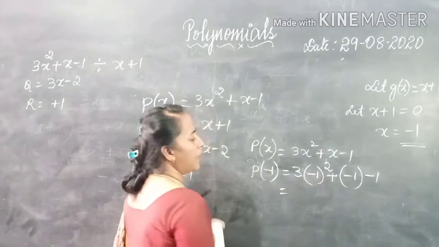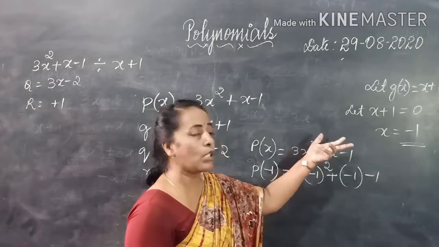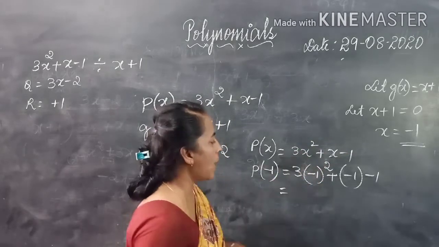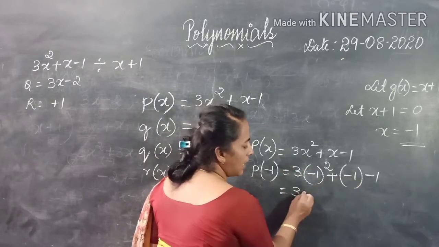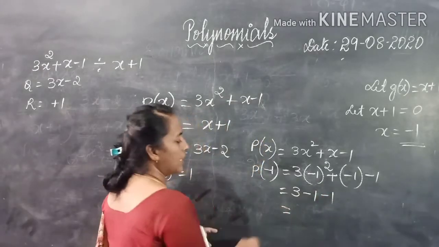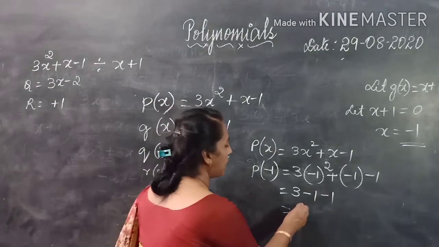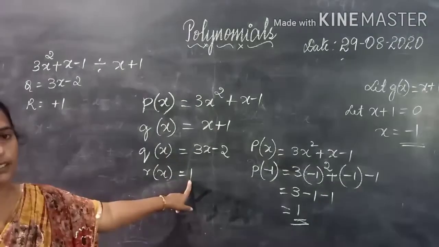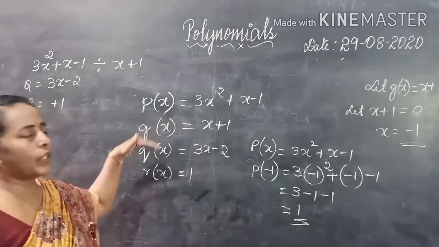Now simplify. Get the value of the term which is inside the bracket first. Minus 1 the whole square. If you multiply minus twice, it will become plus. So 1 square is 1. 1 into 3, 3. Now multiply these two. Plus into minus, minus 1. So here outside minus 1 is there. Now simplify this. 3 minus 1 is 2. 2 minus 1 is 1. So what is the remainder you got? 1. That is the remainder. So like this, we can find the remainder without actual division.